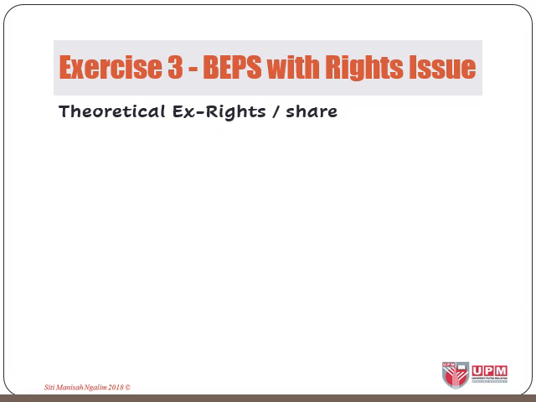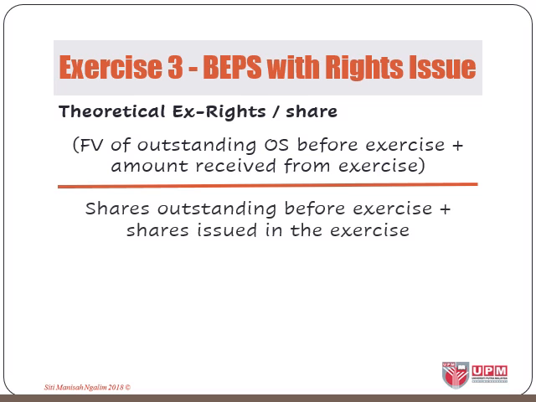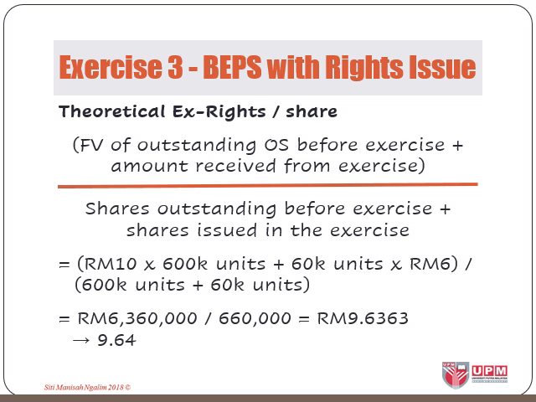To determine the theoretical ex-rights value per share, or in other words, the theoretical value of the share after the exercise, we need to identify the fair value of the share before the exercise of the rights issue and add to that the amounts received in ringgit from the exercise. Then we divide that by the number of shares outstanding before the exercise plus the shares issued in the exercise, or in short, the total number of shares after the exercise. So we will get to 9 ringgit and 64 cents.